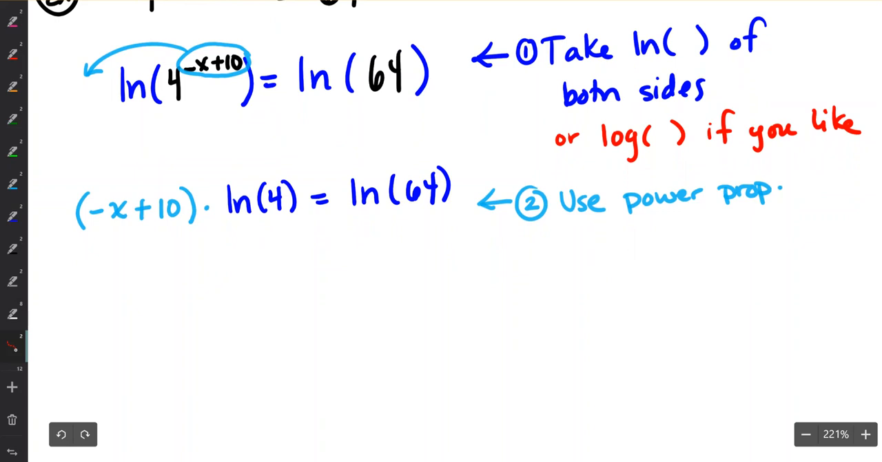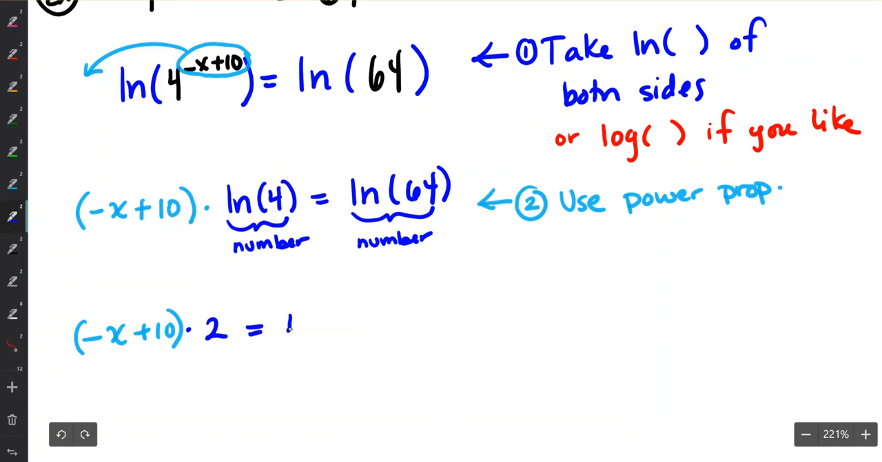It looks a little intimidating, but remember, ln of 4 is just a number. Ln of 64 is just a number. So this is not much different than like minus x plus 10, I don't know, times 2 is equal to 11. They aren't those numbers, but it's not any different. I want to divide both sides by this number.